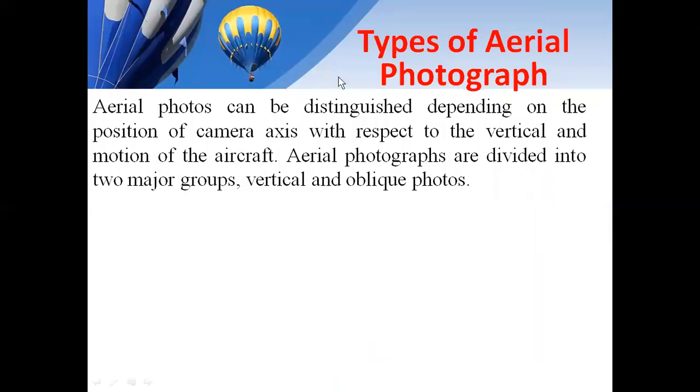Next, types of aerial photographs. There are two major types of aerial photographs: vertical photographs and oblique photographs. Oblique photographs are again divided into two types: low oblique aerial photographs and high oblique aerial photographs. It totally depends on the position of the camera axis.